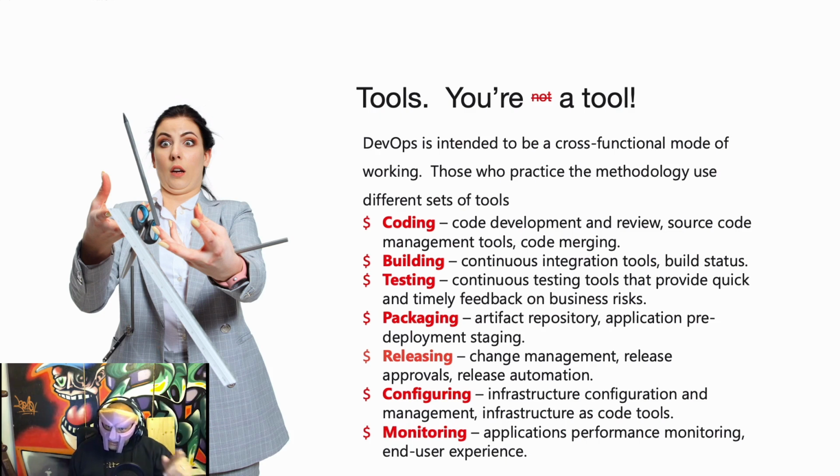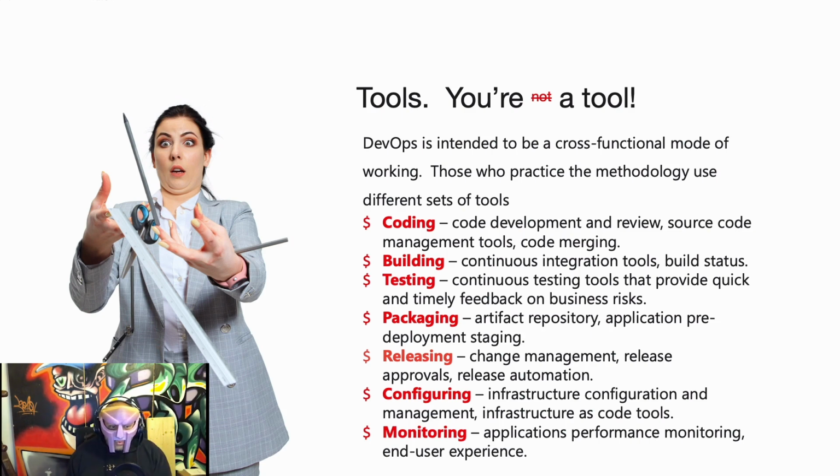Packaging? Ding, ding, ding. Artifact repository, application deployment, staging. If you're part of the release process, change management, release approvals, release automation, configuration, infrastructure configuration specifically, and management, infrastructure as code tools. Monitoring process, applications performance monitoring, and end user experience.